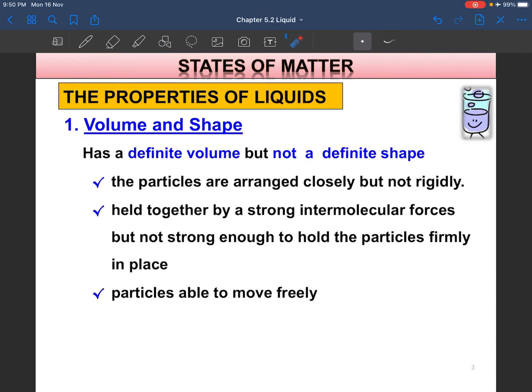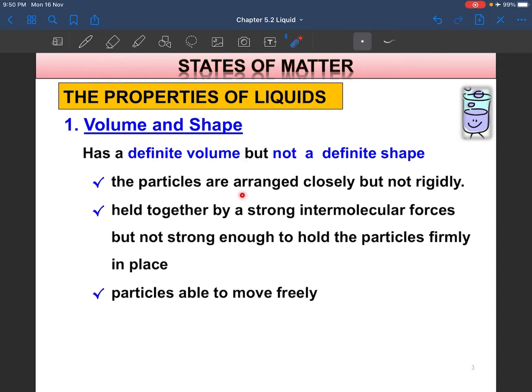Okay, so liquid, properties of liquid. Liquid has a definite volume but not a definite shape. Dia tak ada shape lah. Ini kita dah tahu daripada zaman sekolah lagi. Molekul tak ada shape. Dia depend on the shape of the container lah. Kalau bekas air kamu tu bulat, then bulat lah air, bentuk dia macam tu lah lebih kurang kan. Okay, and then volume dia tetap.